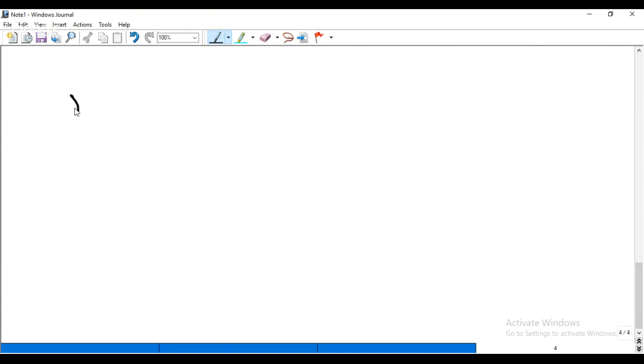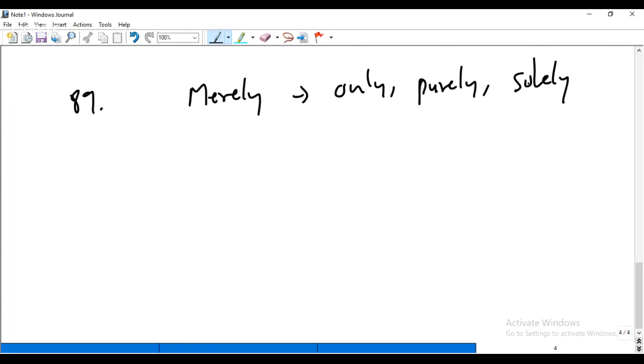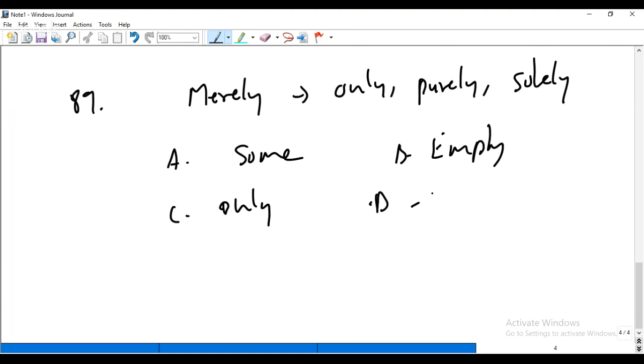Now question number 89. It's regarding synonyms. Merely. What's the meaning of merely? Merely means only, purely, solely. So these are the synonyms. Let's see. A is some, B is empty, C is only, D is complete. So the answer is only.